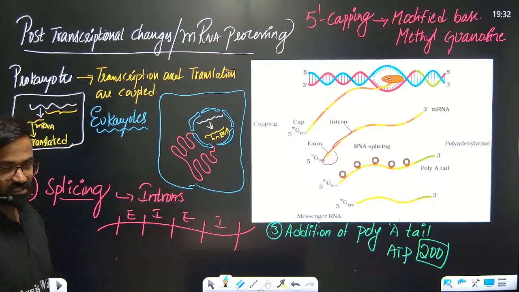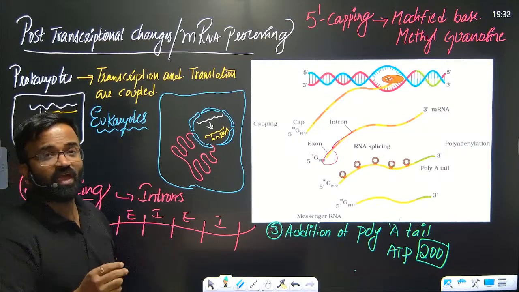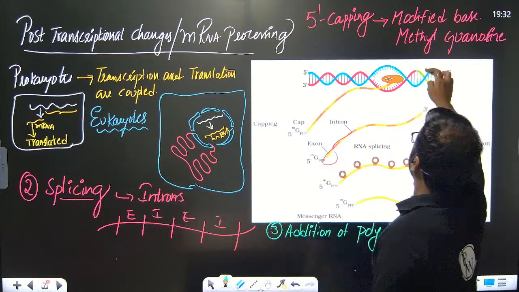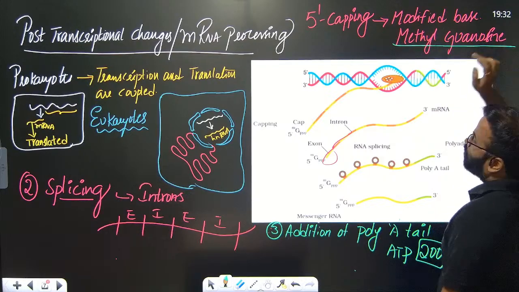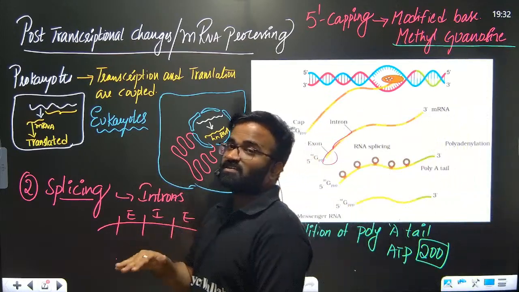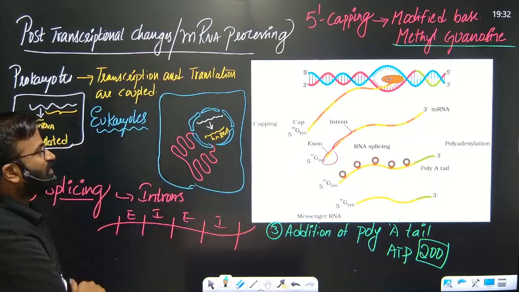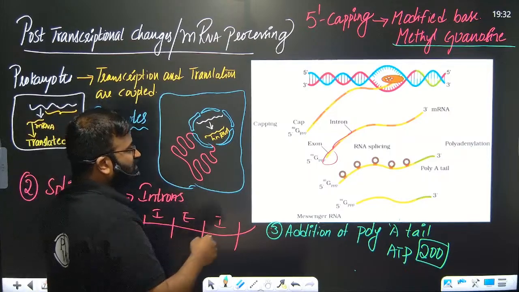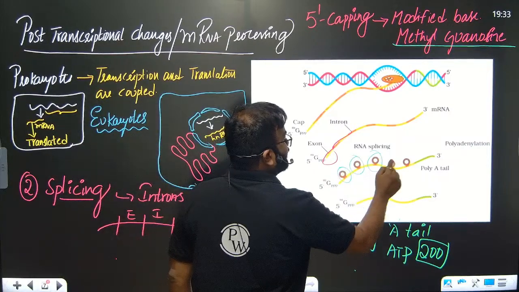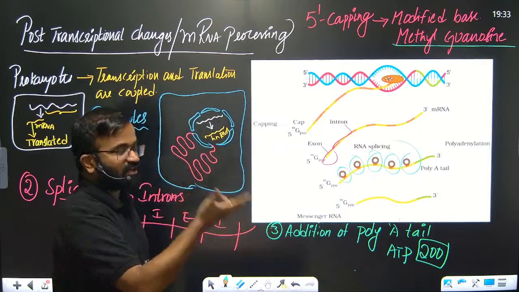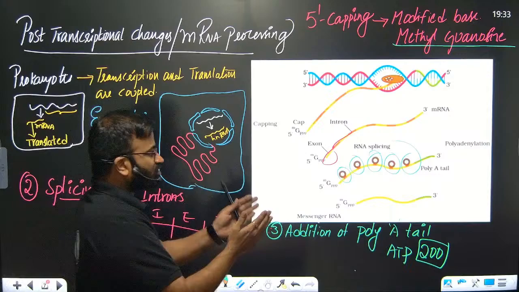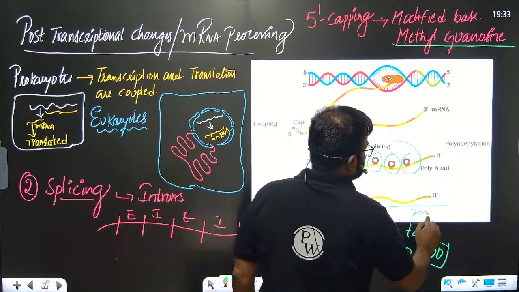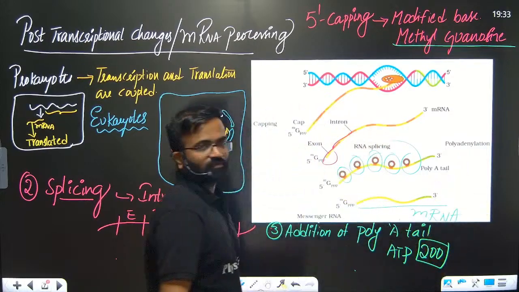What are those changes? Addition of a cap. Where? To the 5' end. Through what? The hat is made of what? Methyl guanosine. It's not just a guanosine, it is a methyl guanosine. And chopping off the introns with the help of a spliceosome, which is a protein complex. See here, these are your introns that are removed as lariats. And then the exons are joined together, obviously with the help of ligase, and there you go, your mRNA is now ready. Am I clear, guys?